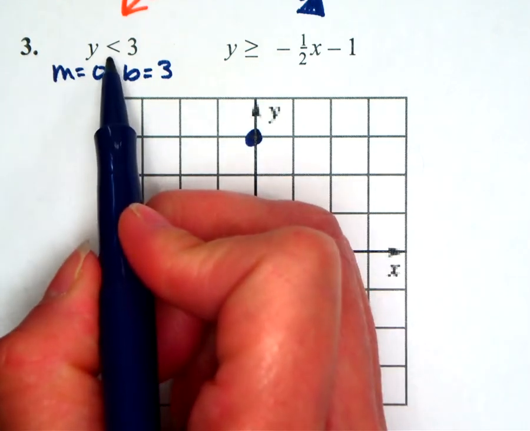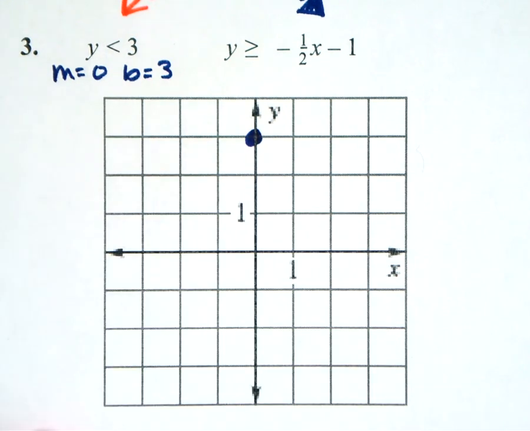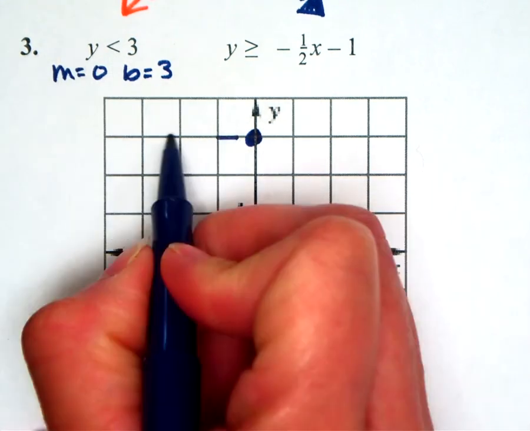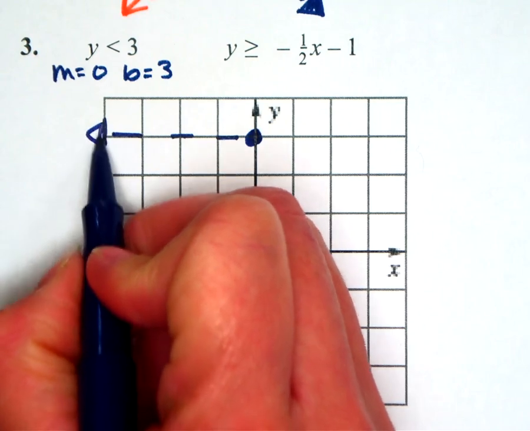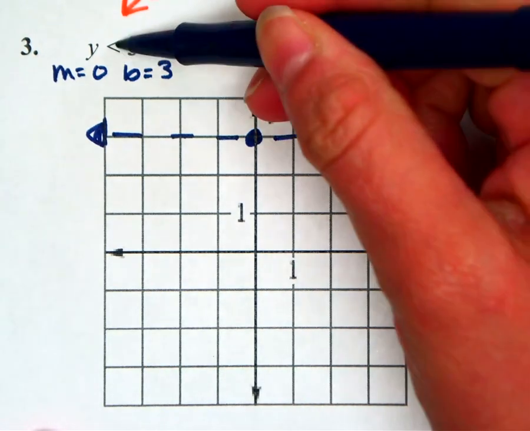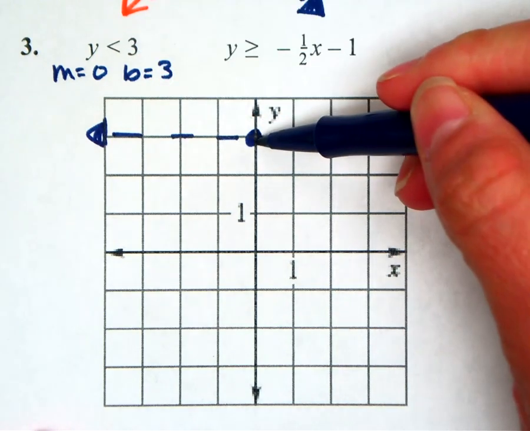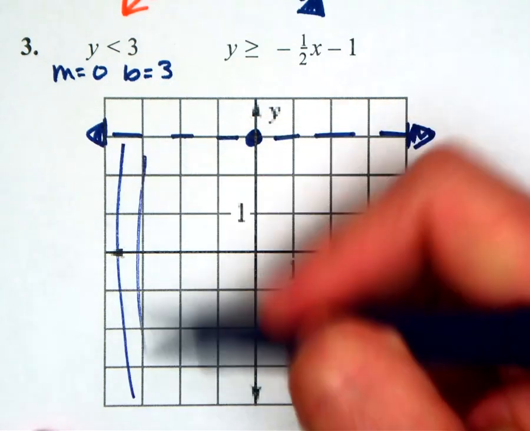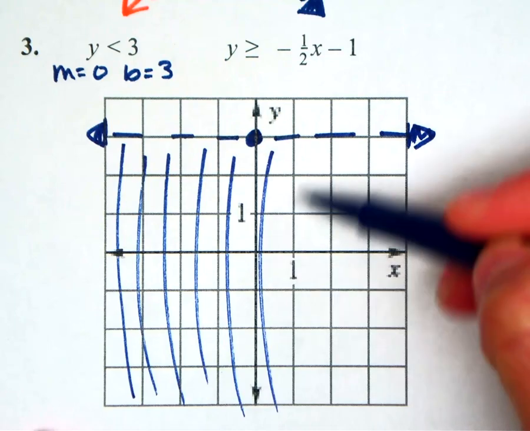So I need to go back and identify, is it going to be a solid or dashed? Well, because it's a less than symbol, it's going to be a dashed line. And then I'm going to shade everything that's below 3, everything less than 3. So that's below here. Everything less than 3 is below.